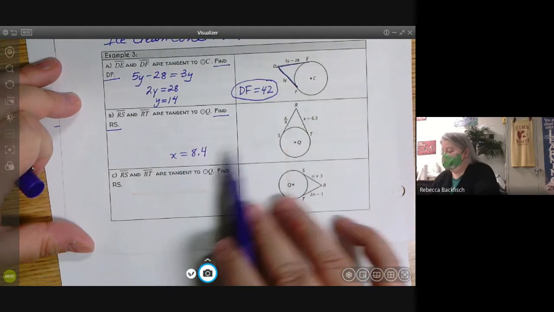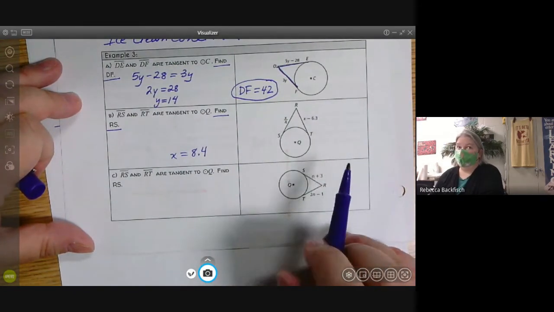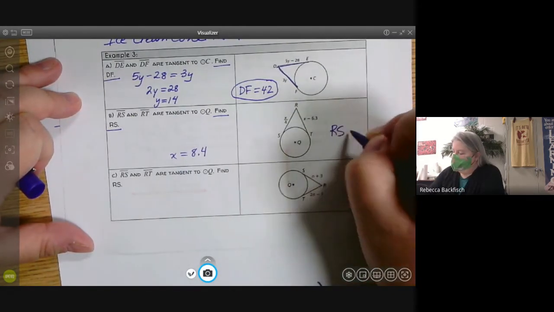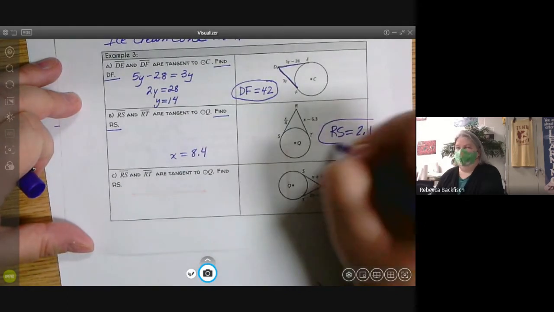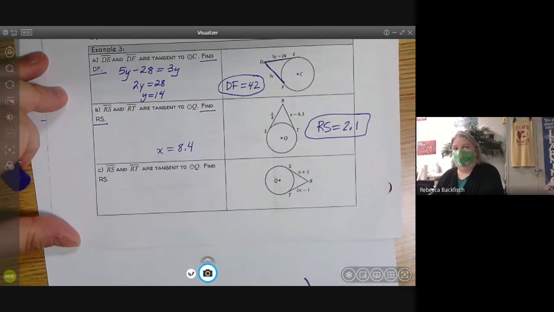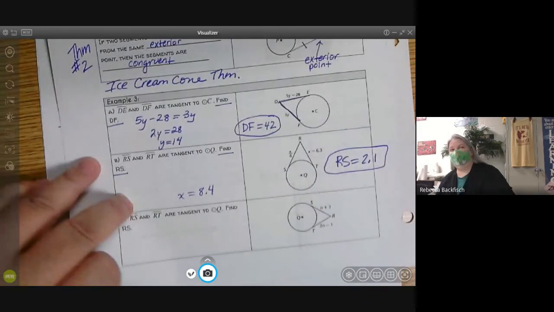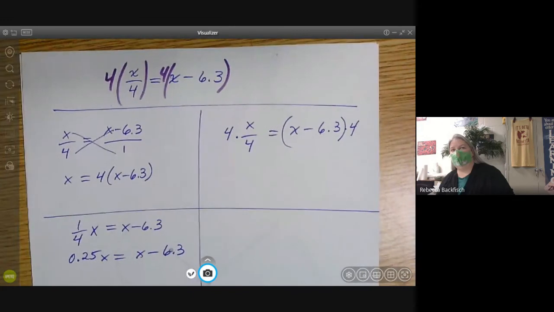You could just do 8.4 minus 6.3. Or you could do 8.4 divided by 4, because it's very neatly divisible by 4. And you get RS is 2.1. Questions on that? If you got stuck on the way you were working it out, you might want to go back and work it out one of these other ways.